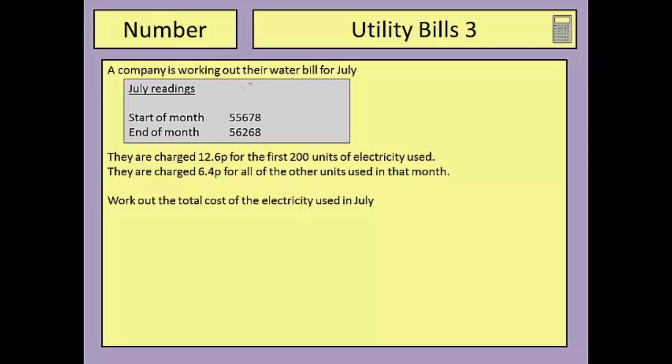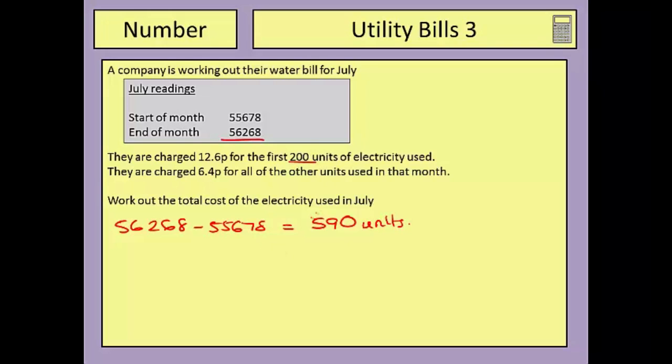Okay, in this question then, I'm going to need to work out how many units were actually used in the month. So I'm going to do that by calculating the difference between the start and the end of the month. So I'm going to do 56268 minus 55678. And that tells me that we used in total 590 units.